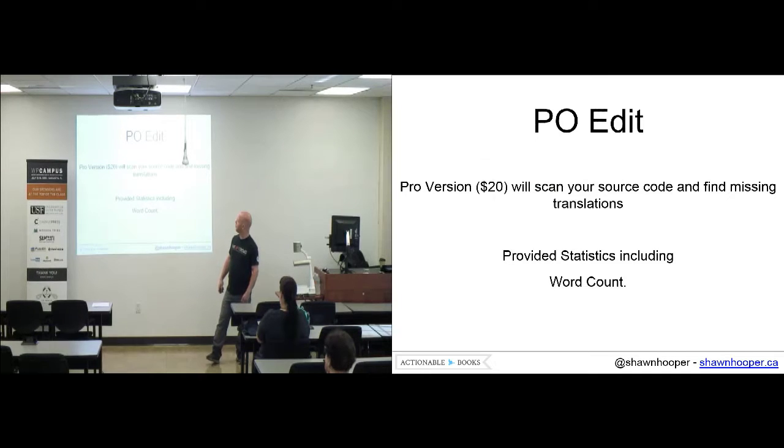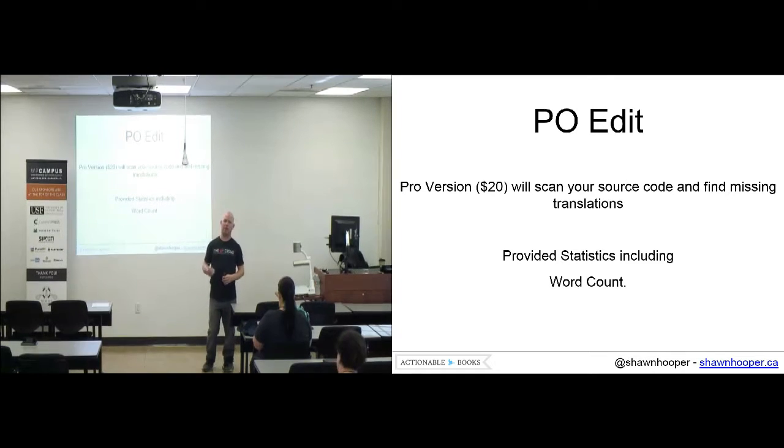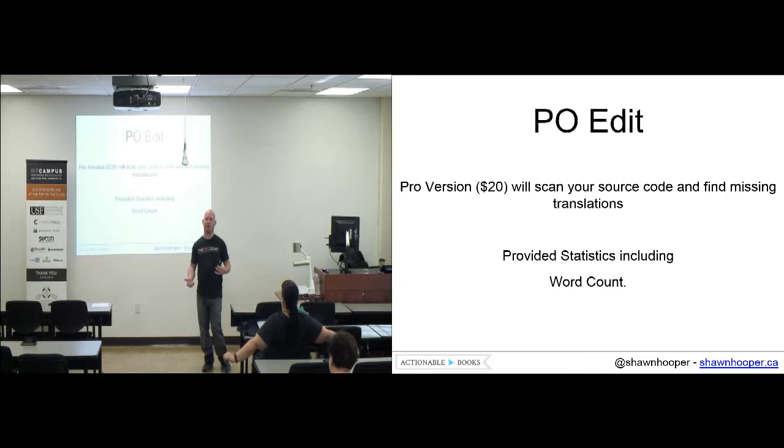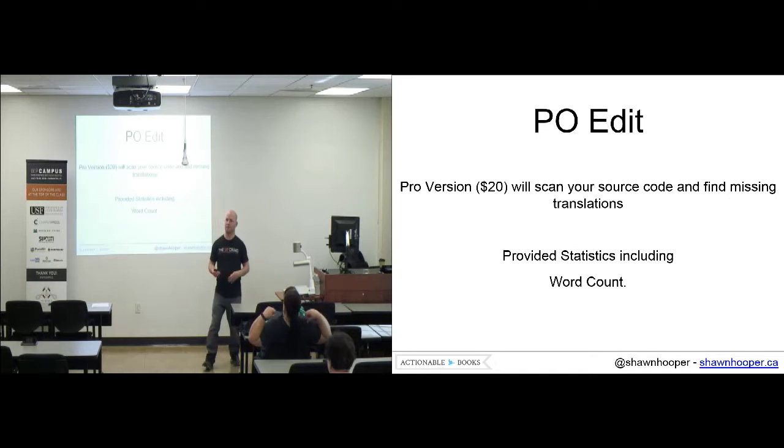Yes, the $20 Pro version provides the statistics, but the other really handy thing, if you've developed a custom theme or custom plugin, is that it will scan all the PHP files in your theme or plugin, find all of the strings that need translating, and build that POT file itself. So you don't have to manually do that. It'll do it right from the source code to help out all the wonderful WordPress developers.